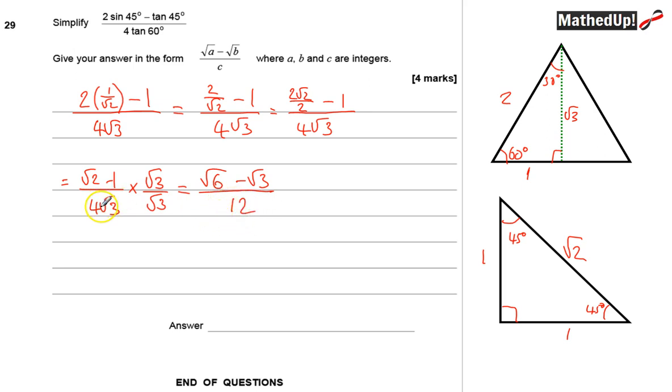Okay. And now I've got it in the form that I want, because I've got it in the form root a take away root b divided by c, and I've got root 6 take away root 3 divided by 12, and that should be my answer.